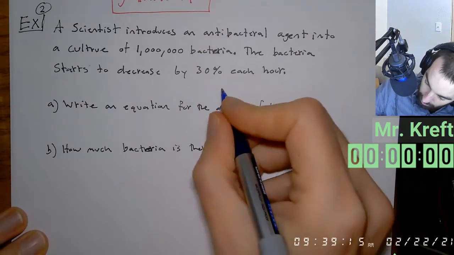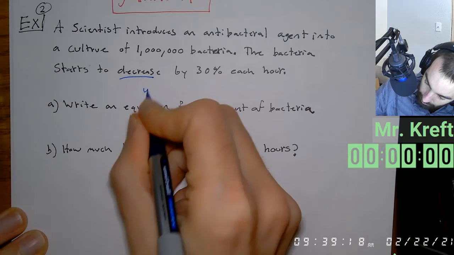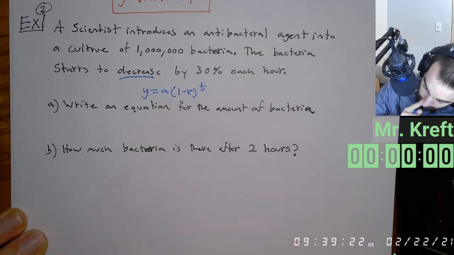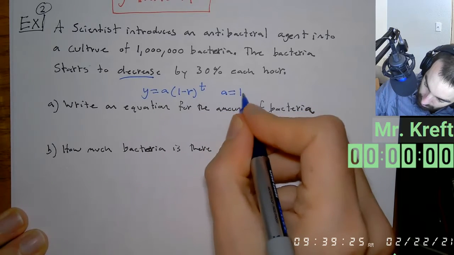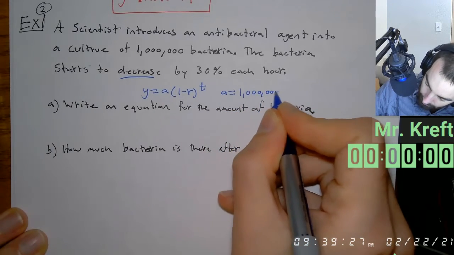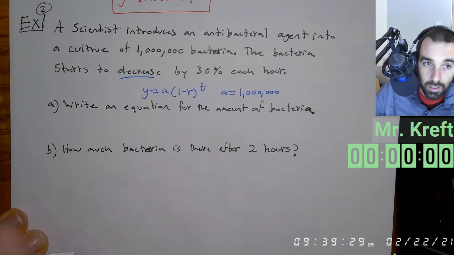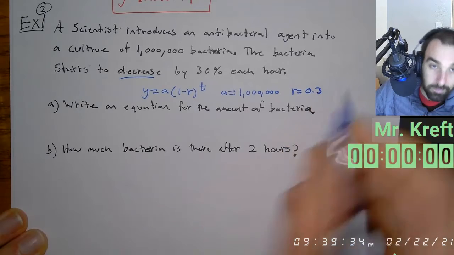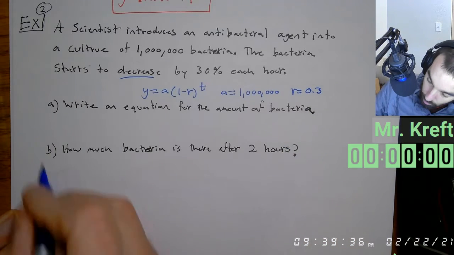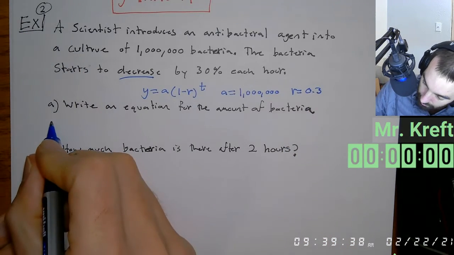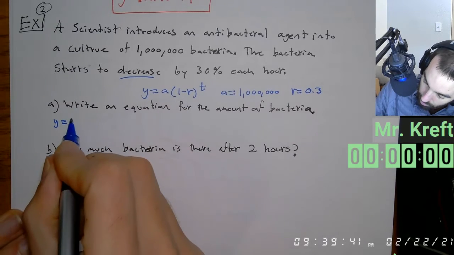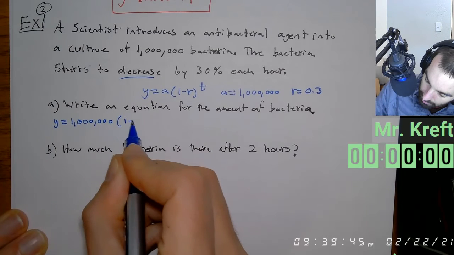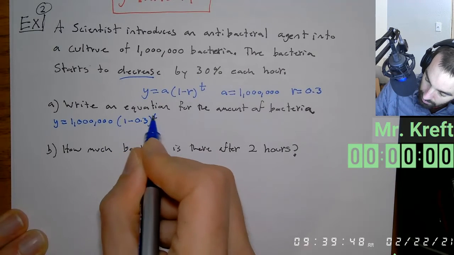So I'm going to write my equation. Remember, it's decreasing, so I'm going to have y equals a times 1 minus r to the t. My a is going to be 1 million, so that's 6 zeros, and then my rate is going to be 0.3. So when I go to write my answer, I'm going to have y equals my initial amount, 1 million, a 1 with 6 zeros, and then 1 minus 0.3 to the t.